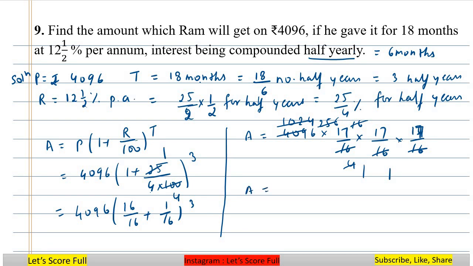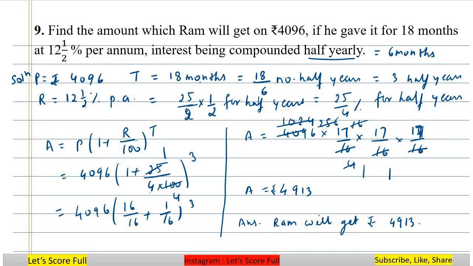So amount is 17 into 17 into 17, which is coming 4913. So you can write the final statement. Ram will find the amount which Ram will. Okay. So the final statement will be: Ram will get rupees 4913. Right? So this was quite easy.